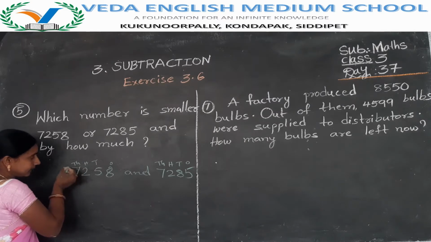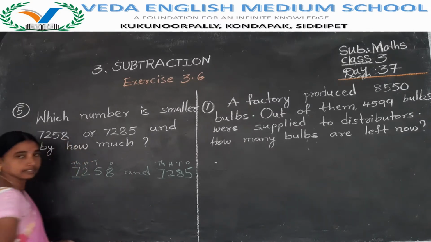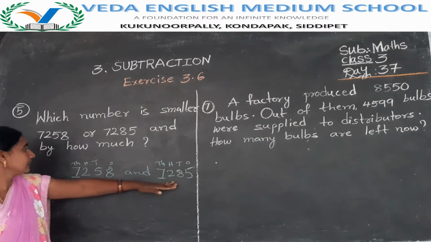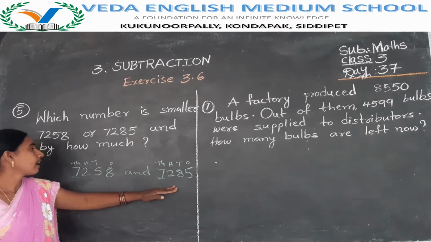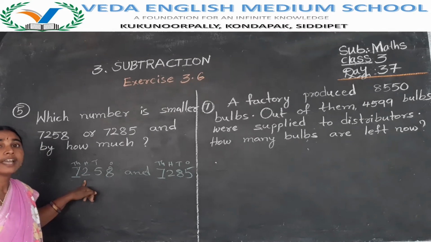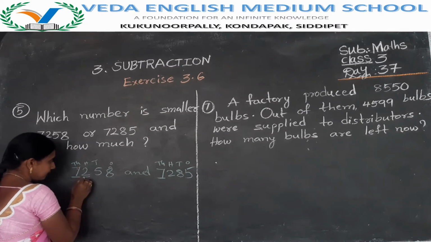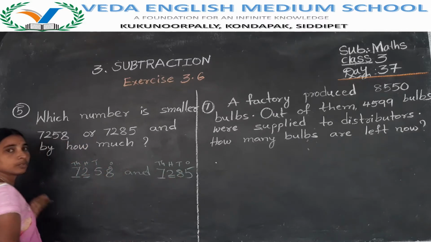First compare in the thousands place. Here 7, here also 7. Both are 7 in the thousands place. Next go to the hundreds place. Now compare the hundreds place. Here 100 plus 2, and this number also 100 plus 2. Both are the same.